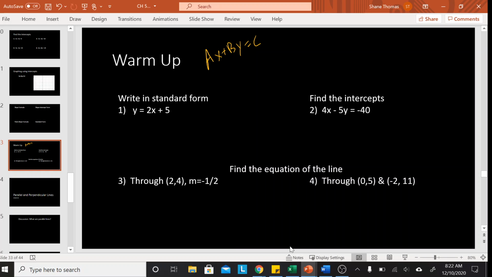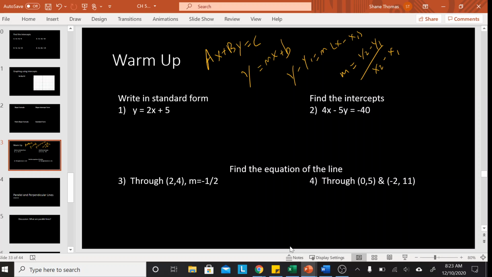All right, when we want an equation of a line, we want it in this form, y equals mx plus b. Whenever we have a point and slope, y minus y1 equals m times x minus x1. And then lastly, if we want to find slope, y2 minus y1 over x2 minus x1. Okay? So first one, we want to get it in standard form.